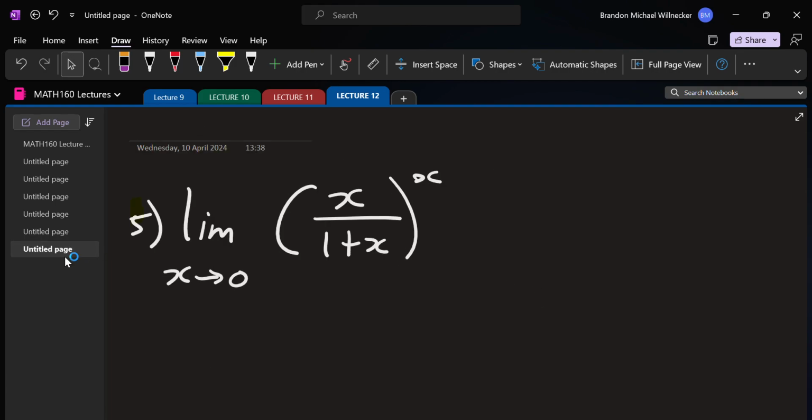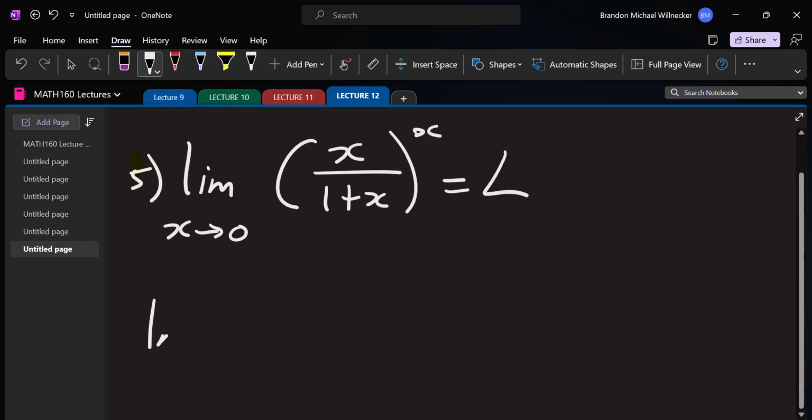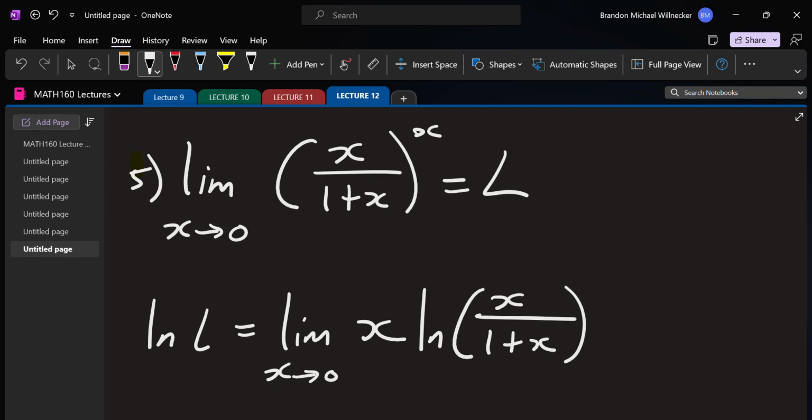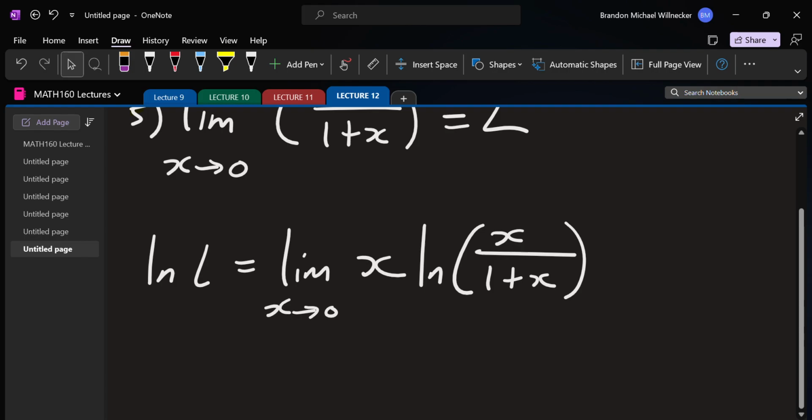We would like to use L'Hopital's rule, but we can't because it's 0 to the 0. Once we've done that log trick, we can then make some progress. So let's call this L and take the log on both sides again. So the natural log of L is equal to the limit as x goes to 0 of x, because we can take the x down now, and then it will be the natural log of x over 1 plus x.